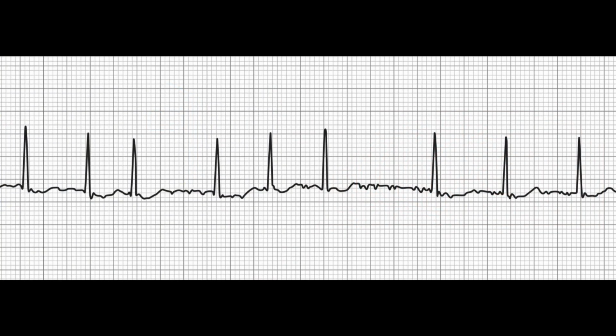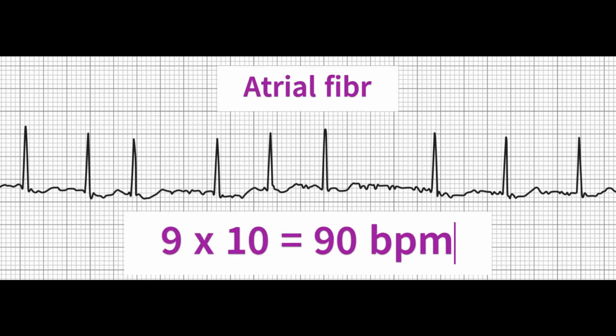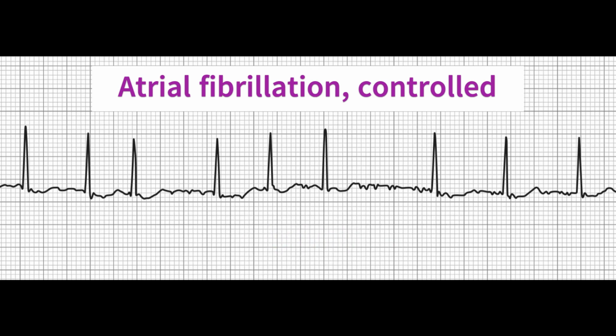In this example, since the rhythm is irregular, we have to use the 6-second method. This particular strip has a ventricular heart rate of around 90 beats per minute, which means this is atrial fibrillation that is controlled.